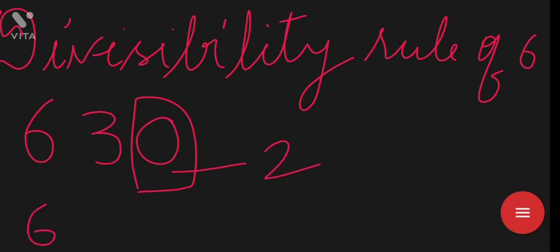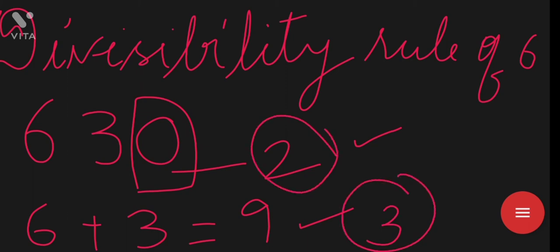The divisibility rule for 6: numbers which are divisible by both 2 and 3 are divisible by 6. So you have to apply the rules for 2 as well as for 3. For example, 630. The last digit is 0, so it is divisible by 2. As per the rule of 3, 6 plus 3 is equal to 9. Yes, it is divisible by 3. So if it is divisible by 2 and also 3, then this number is divisible by 6. The number 630 is divisible by 6.